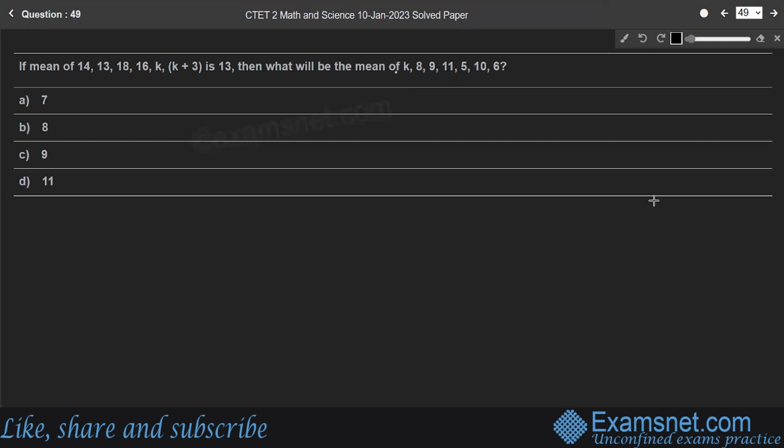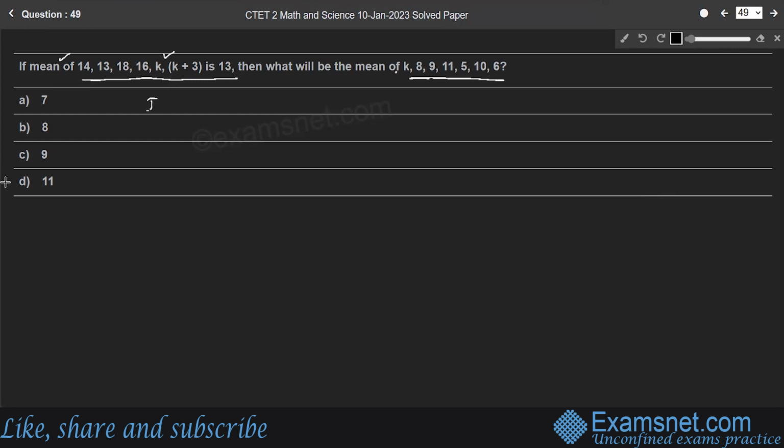Question 49. If the mean of the given observations 14, 13, 18, 16, k and k plus 3 is 13, then what will be the mean of the second distribution, the second data? So first, let us find the value of k in the first data.